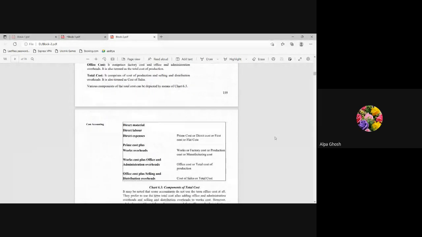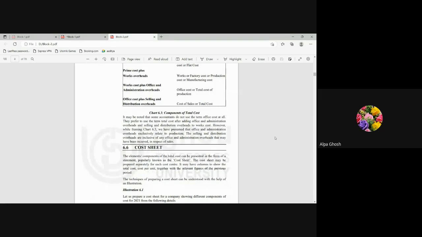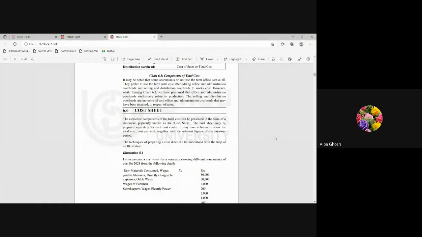Is cost clear? We find out prime cost, to which we add work overhead, that is factory overhead. Then it is your administrative overhead, and then it is your selling and distribution overhead. These are the components of your total cost.